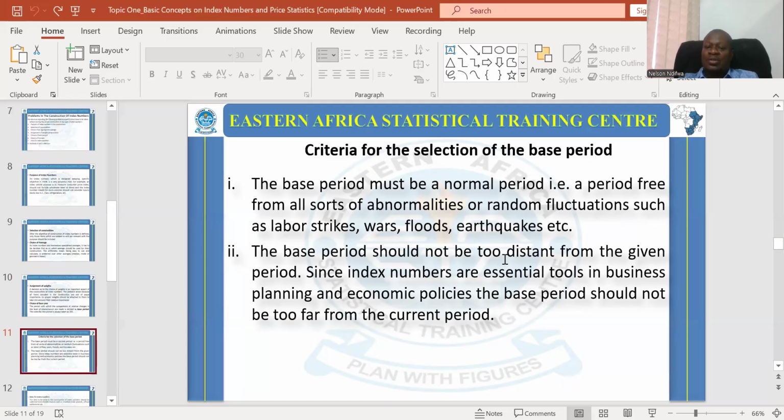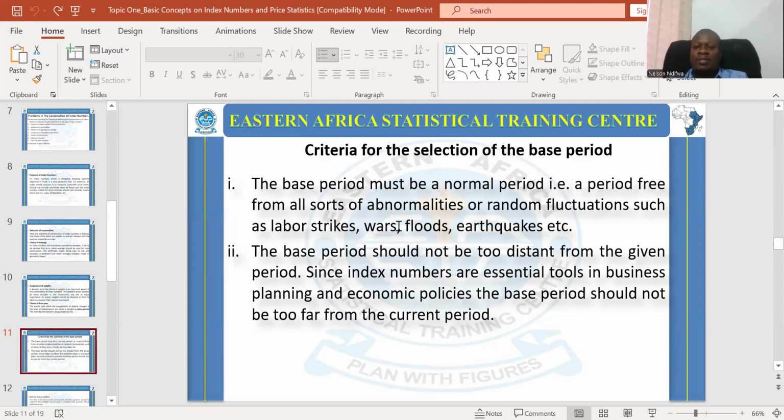What is a normal period? It is a time that is free from all sorts of abnormalities or random fluctuations, such as labor strikes, wars, floods, etc. Like, we had COVID in 2020, so it cannot be a base year, because in that particular year there may be fluctuations in the prices of goods. So we don't suggest using that year as a base year.